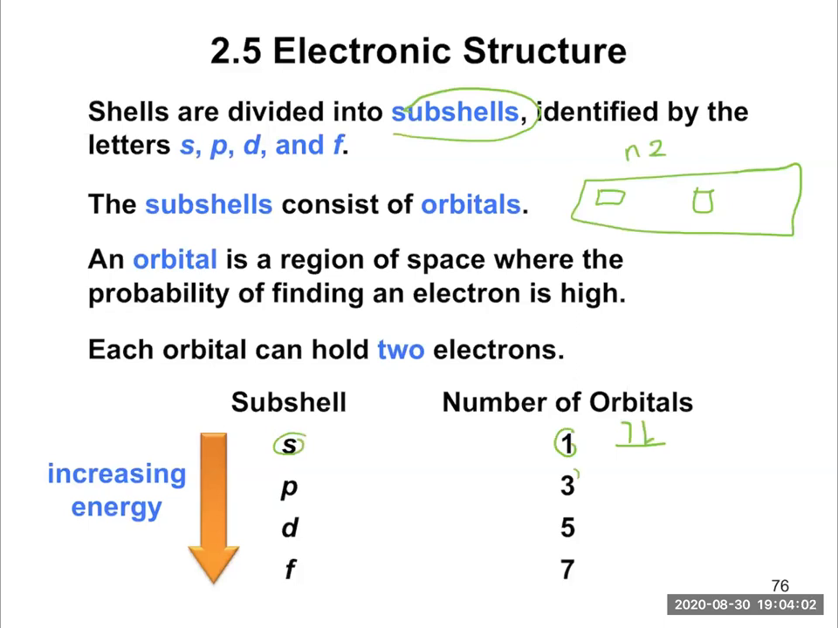p has 3 orbitals, 1, 2, 3. So p can hold 6 electrons. d has 5 orbitals. So d can hold 10 electrons. f has 7, so it can hold 14 electrons. Okay, so s 2 electrons, p 6 electrons, d 10 electrons, and f 14 electrons.